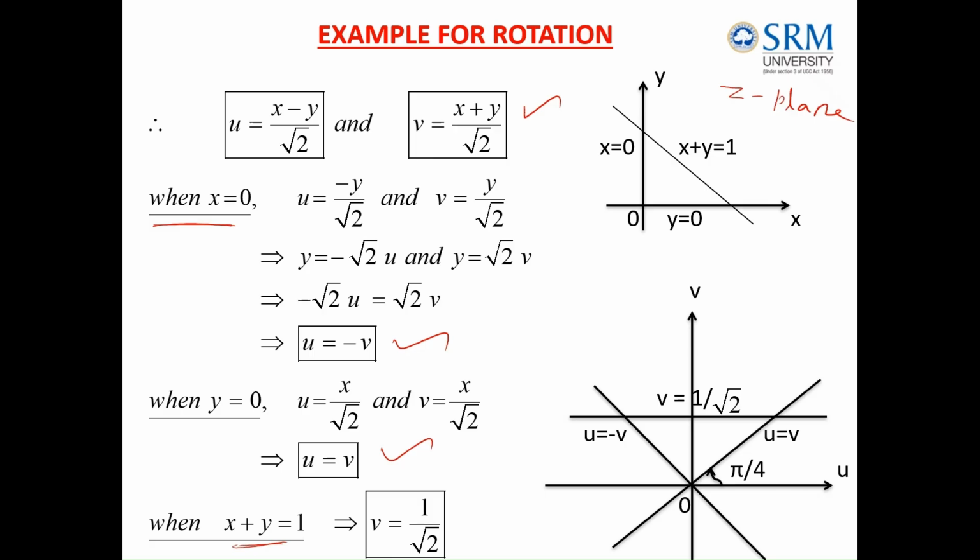Then we need to find what is the image of this triangle. The image of x equal to 0 is u equal to minus v, which is a straight line passing through the origin, with negative orientation. u equal to v is a straight line passing through the origin, with positive orientation. And v is equal to 1 by root 2 is a straight line which passes through the point 1 by root 2 on the v axis. So if you see the image, it is a triangle but it is rotated through an angle pi by 4, because it is a straight line passing through the origin which makes the angle pi by 4 with the u axis. So easily you can understand that a rotation happens based upon this transformation.